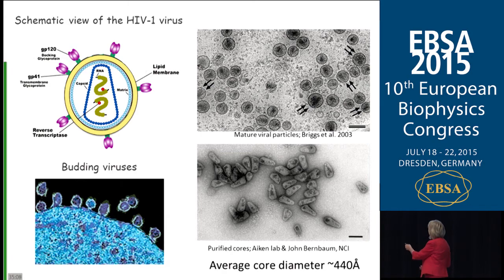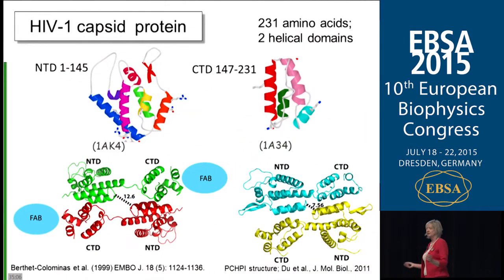Now, the entire capsid here is made out of a single protein, a fairly small protein, only 231 amino acids, made out of 2 domains, the N-terminal and the C-terminal domain, and both domains are helical. There have been quite a number of crystal structures of those domains around over the years, for the last 25 years. There was only one structure of a full-length protein that existed. That was from Steve Kosak's lab, and he crystallized the protein in presence of an Fab fragment and found that it was in this head-to-tail arrangement in a dimer.